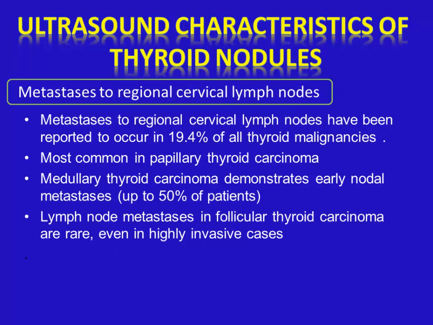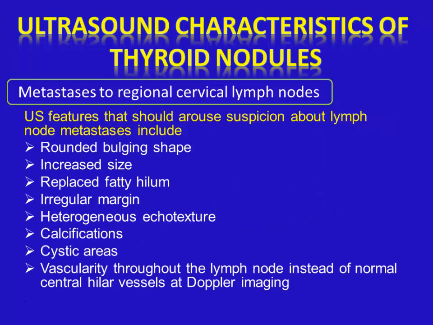Metastasis in the cervical lymph node can be the only sign that will make you think that a thyroid nodule that doesn't carry the suspicious features could be malignant, and will let you do a biopsy from that, because metastasis to regional cervical lymph node can happen in about 20% of the cases. Most common in papillary thyroid cancer. In medullary thyroid cancer, 50% will have metastasis at the time of the presentation, while it's rare with follicular thyroid cancer, even in the advanced stage.